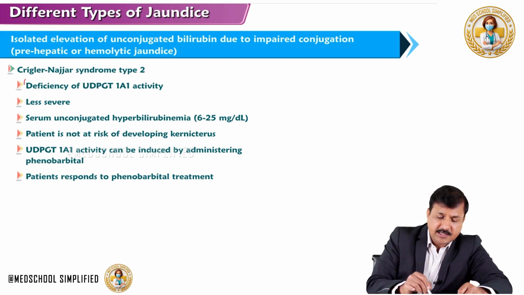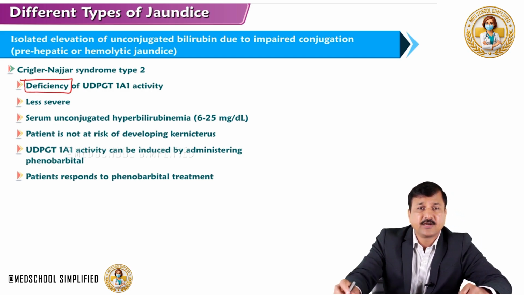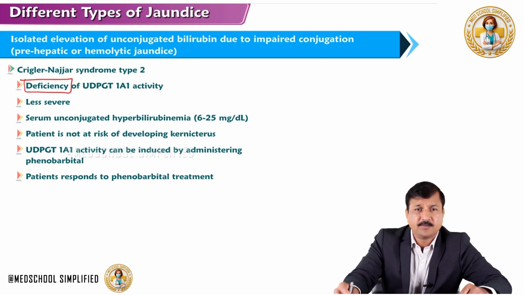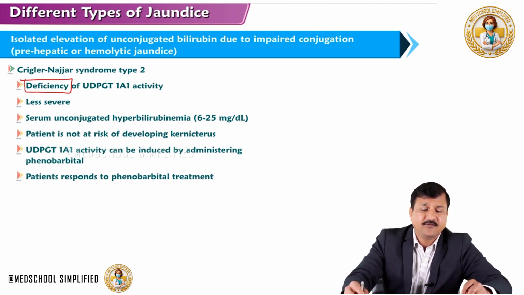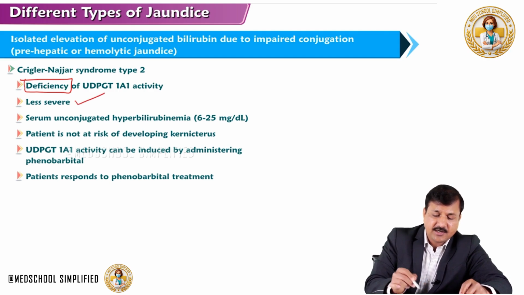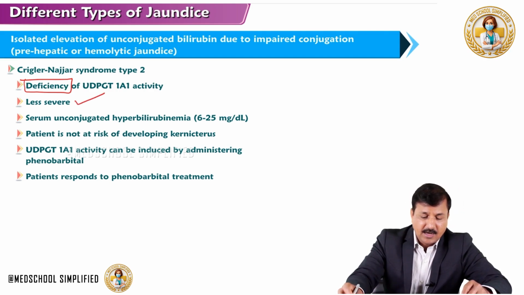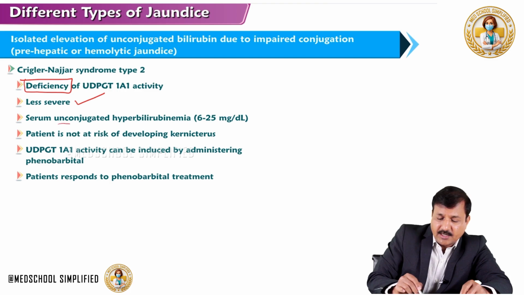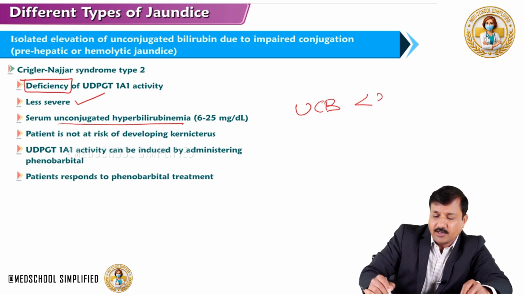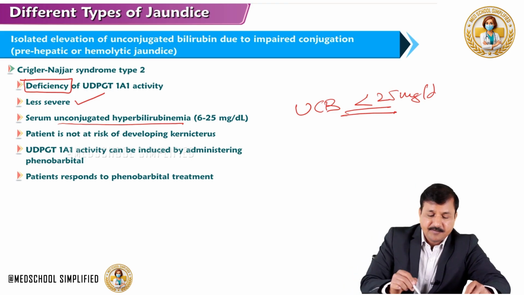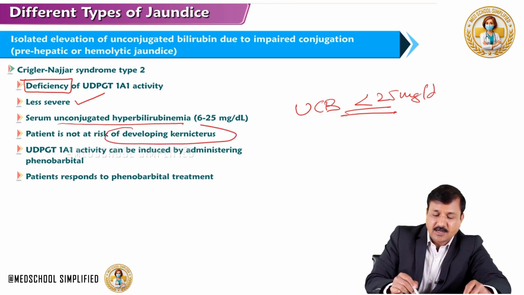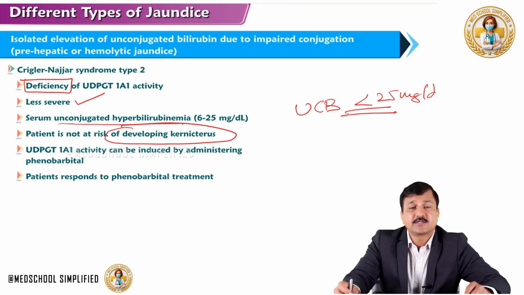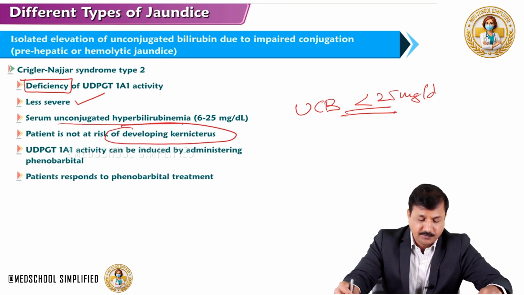Now let's move on to Crigler-Najjar syndrome type 2. It is because of deficiency of UDP-GT1A1, unlike type 1, which is a complete absence of UDP-GT1A1. Here in type 2 it is a deficiency, and it is a less severe condition compared to type 1. Here the unconjugated hyperbilirubinemia, that is the increase in UCB, is usually less than 25 milligram per deciliter. That means there is a decreased risk or no risk of developing kernicterus in Crigler-Najjar syndrome type 2.